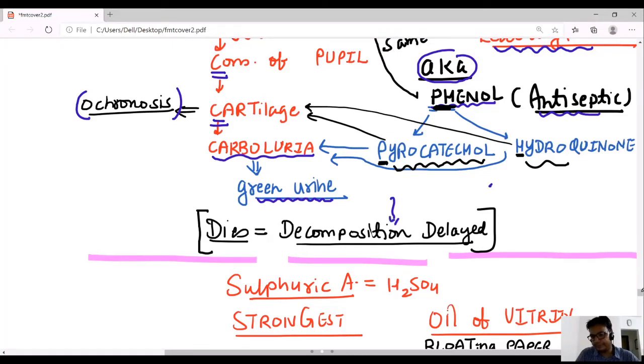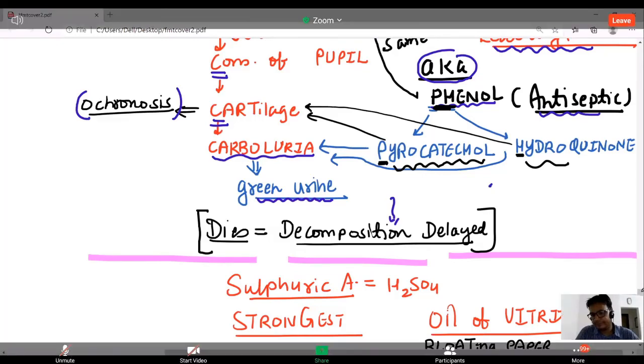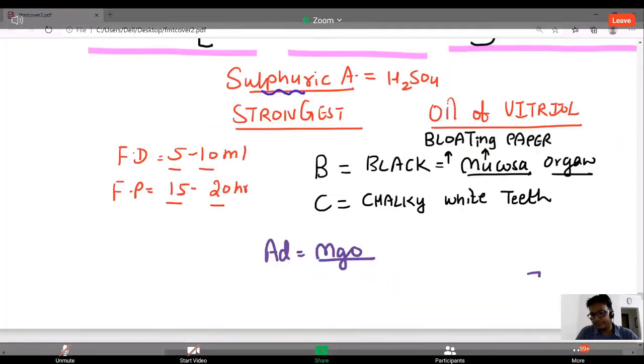Now, sir, we are coming to sulfuric acid, H2SO4. What is sulfuric acid? Sulfuric acid is the strongest acid. It is also known as oil of vitriol.